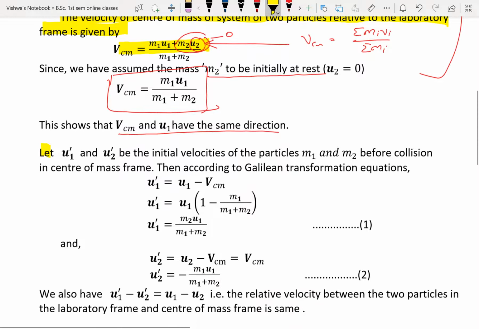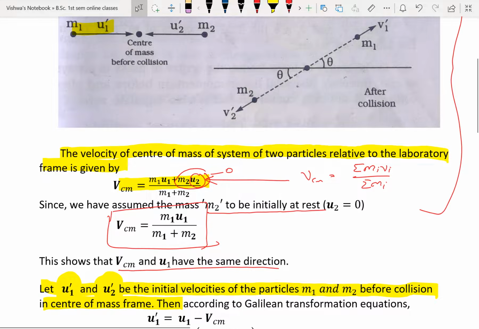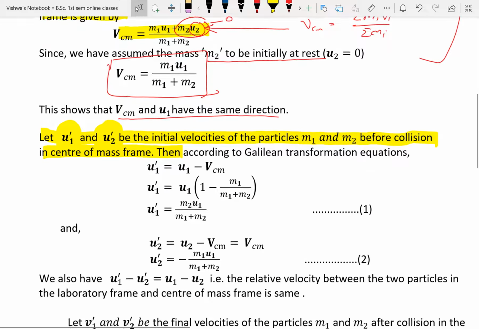Now let u1 prime and u2 prime be the initial velocities of the particles of mass m1 and m2 before the collision in the center of mass frame. So initial velocities in the center of mass frame are given by primes. This u dash indicates it is in the center of mass frame of reference, but in the case of the laboratory frame of reference it is simply u1 and u2.